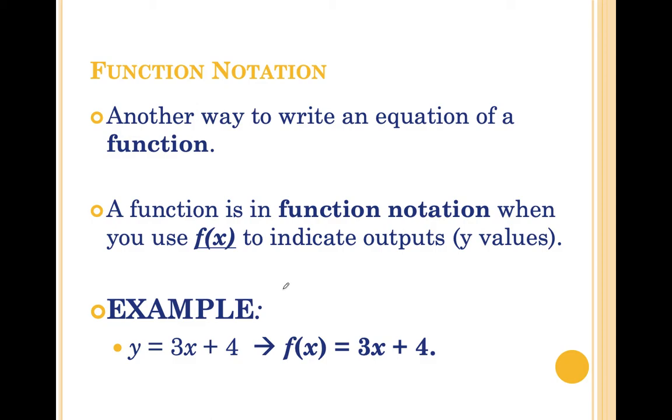A function rule can also be written in what's called function notation. Basically, function notation is when you replace the y in an equation with f of x, which is how you read it. So for example, we can take a simple equation like y = 3x + 4, and we can put it into function notation by writing f(x) = 3x + 4. Really, they mean the same thing. Both the y and the f of x represent the y values or the range values. So it doesn't change what the equation is representing at all.